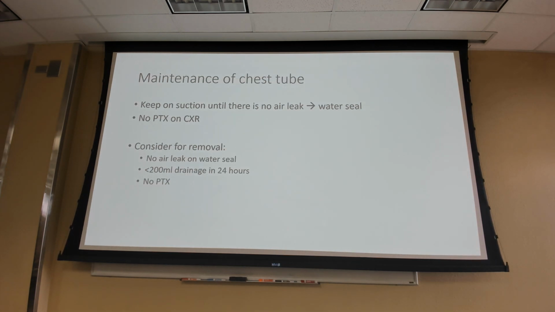All right, and then maintenance of the tube: we keep it on suction until there's no air leak. Then we get serial chest x-rays every day, to see resolution of their pneumothorax on chest x-ray. And then we consider removal when there's no air leak on the water seal, so there are no bubbles in there, we've got less than 200 milliliters of drainage in the last 24 hours, and there's no pneumothorax on x-ray. At that point, we can consider removing the tube.